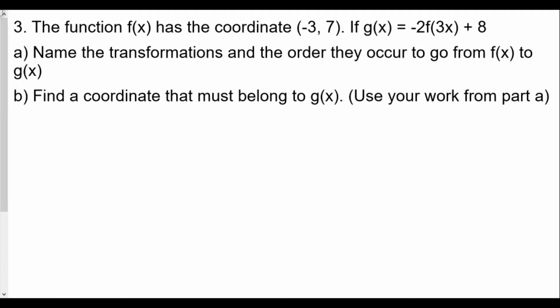In this case, the function f of x has coordinates -3, 7. If g of x equals -2 f of 3x plus 8, A, name the transformations in the order they occur to go from f of x to g of x. And then B, find the coordinate that must belong to g of x. Use your work from part A.